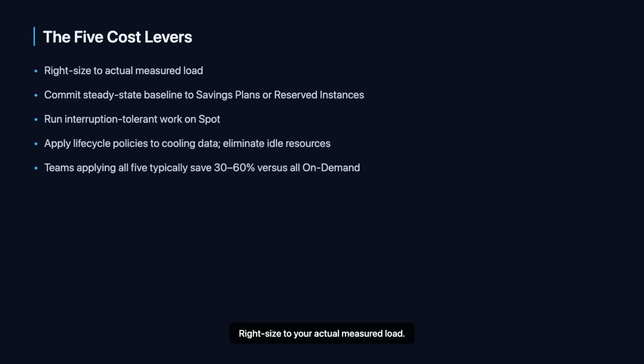Right size to your actual measured load. Commit the steady state baseline to Savings Plans or Reserved Instances. The third lever is Spot. Run interruption-tolerant work there, for work that was interruptible all along. The fourth is lifecycle policies. Apply them to data that cools over time and eliminate idle resources while you're at it. Teams that pull all 5 of those levers together typically report savings of 30 to 60% versus all on-demand.